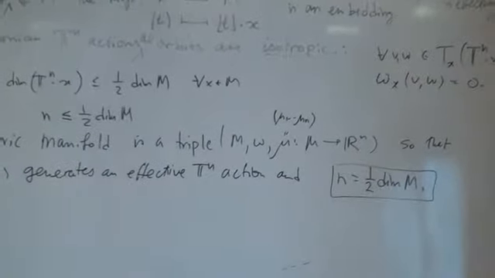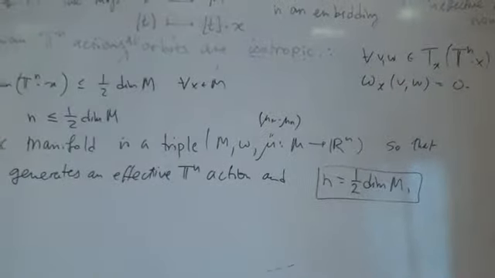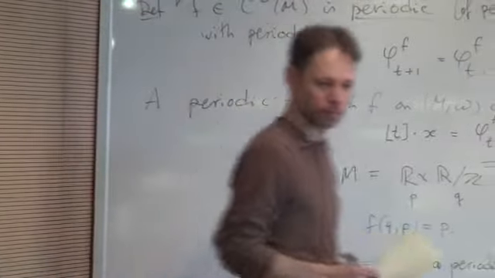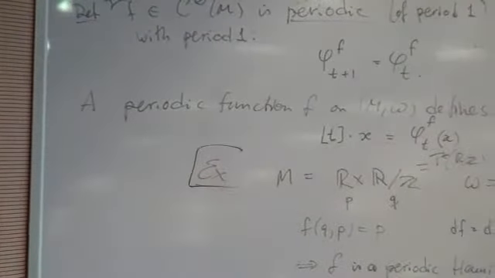Here's an example. Right, so a circle action on the cylinder with this symplectic form, well, 1 is 1/2 of 2, so everything works. And the action is free and Hamiltonian.